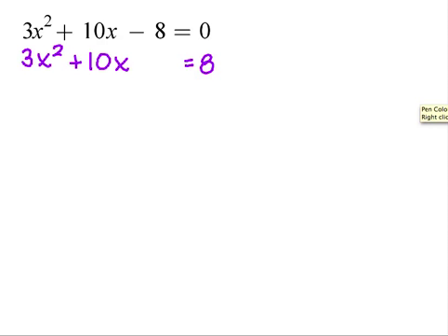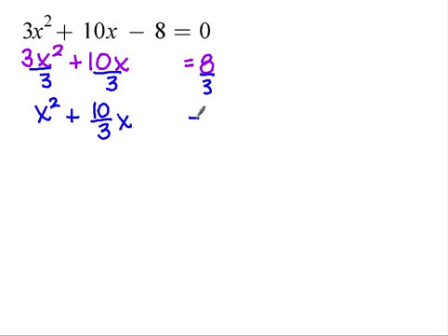Divide by 3. Now this one is not going to be a real nice and neat problem because you can see I've already got some fractions involved. I think there's some weird feelings. Okay? So I've got x squared plus 10 thirds x, and that's going to equal 8 thirds.